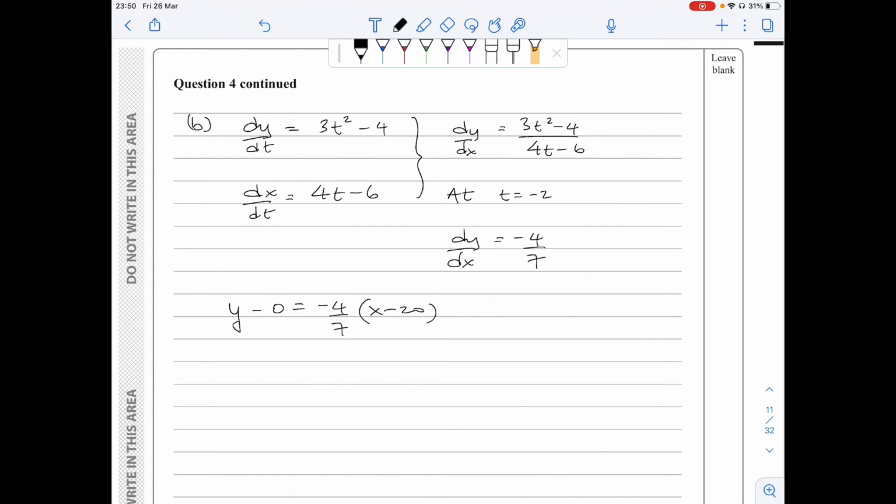I will multiply both sides by 7. 7y equals minus 4x plus 80. And then I'll take everything to the left. So 7y plus 4x minus 80 is equal to 0.